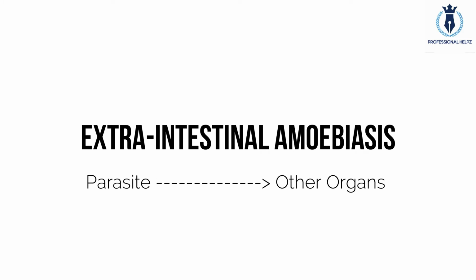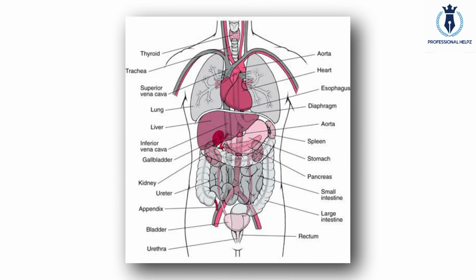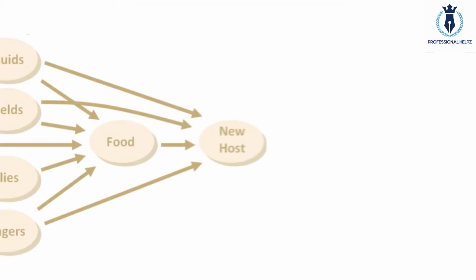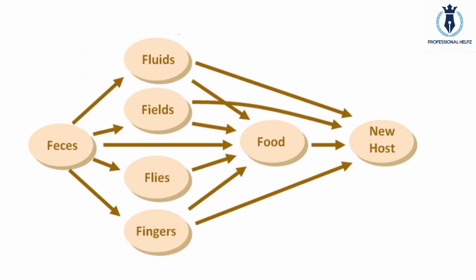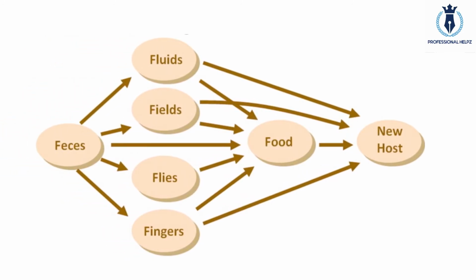Now looking into extra-intestinal amoebiasis, it occurs when the parasite spreads to other organs. Look at this picture. The other sites affected in amoebiasis are lungs, diaphragm, liver, portal circulation, colon, perianal skin and genitals.